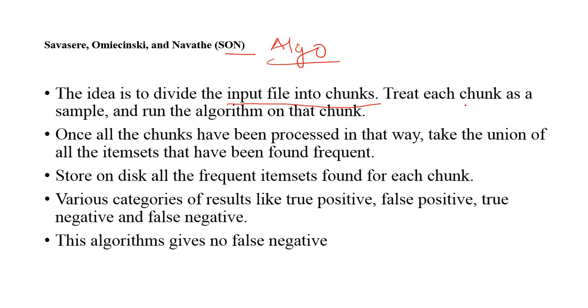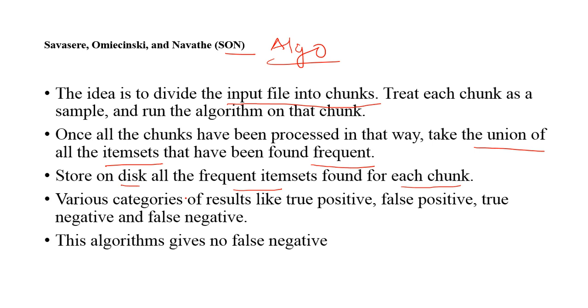So treat each chunk as a sample. मतलब एक पार्ट हम लोग लेंगे, it's a sample, and run the algorithm on that particular chunk. एक बार आप लोगों का चंक प्रोसेस हो गया तो व्हाट विल डू? टेक द यूनियन ऑफ ऑल द आइटम सेट दैट हैव बीन फाउंड फ्रीक्वेंट. फ्रीक्वेंट का मतलब क्या होता है? ऐसा डेटा जो आपका बार बार आ रहा है, that occurs quite frequently. So we take the union of all the item set that have been found frequent, store on disk all the frequent item set found in each chunk. तो चंक में जो भी फ्रीक्वेंट आइटम सेट फाइंड आउट किया है उसको डिस्क के ऊपर स्टोर करो.